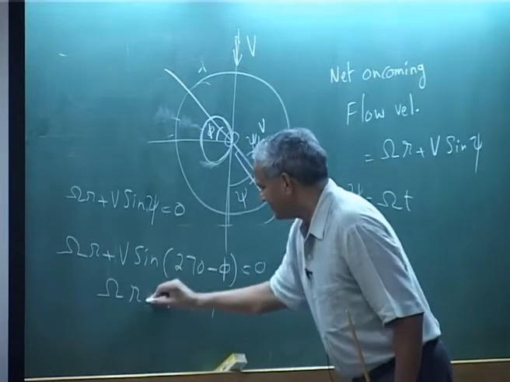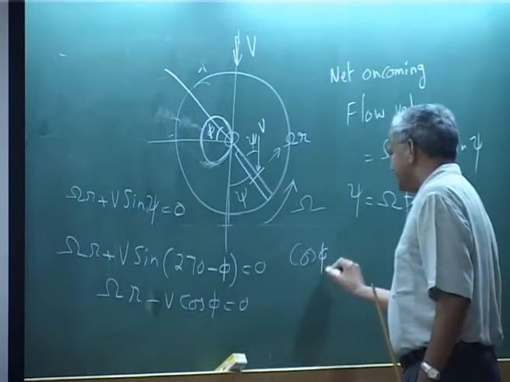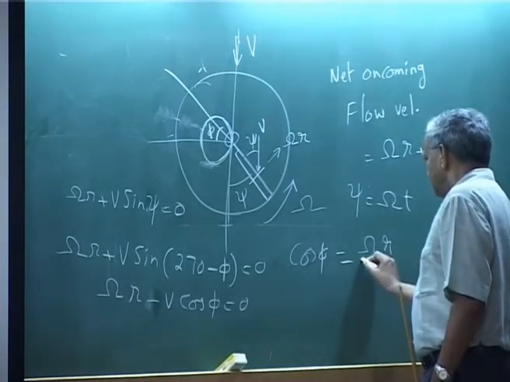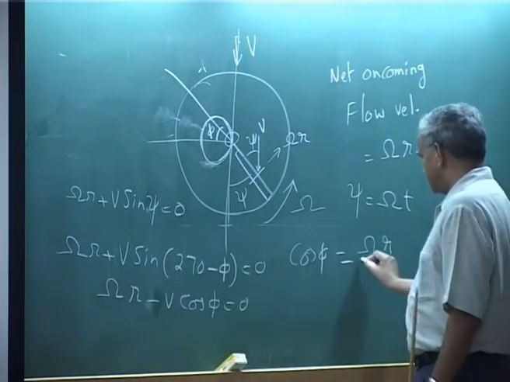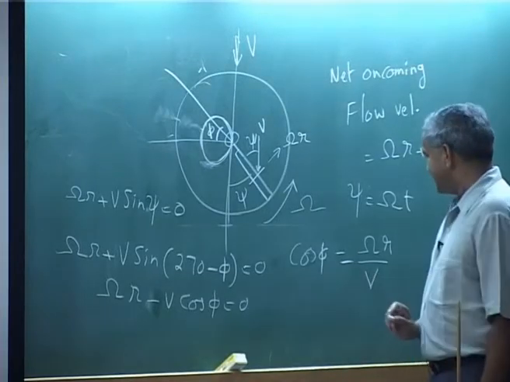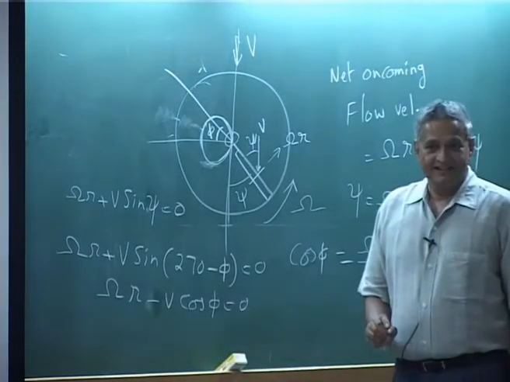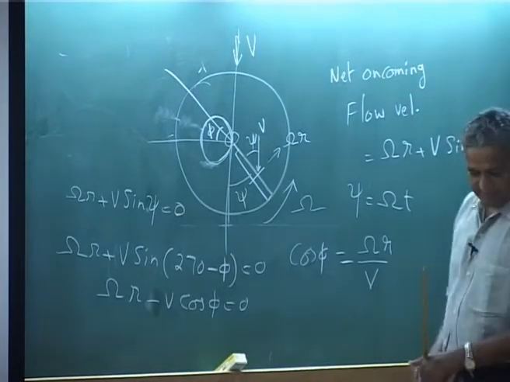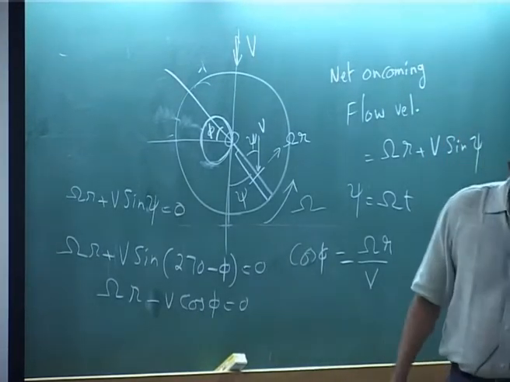Sorry, I am sorry. So, cosine phi is, right, is it correct? Hey, is it right or wrong? Check it, okay.